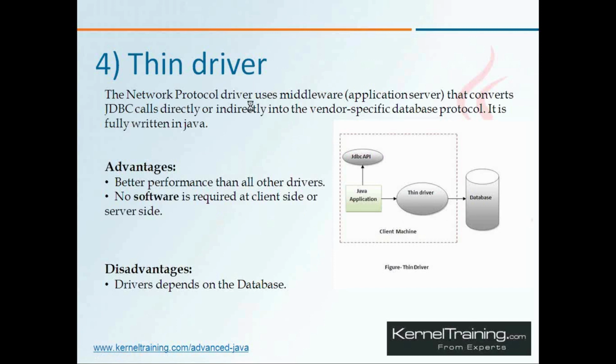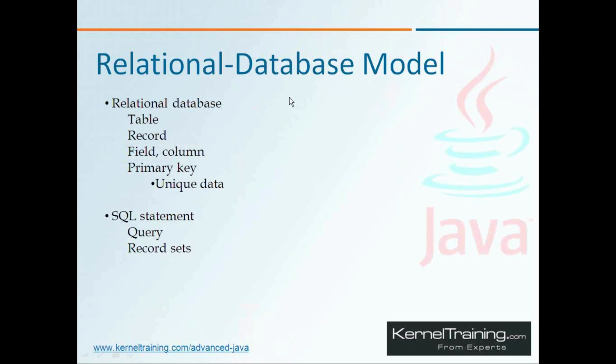We have also covered the relational database model, because when a Java application connects to the backend environment, we use SQL commands. If people do not have knowledge of SQL commands, that would be a problem, so we are teaching some prerequisites here. In SQL, information is stored in the form of a table. We have rows and columns here. These are called table, records, and fields.